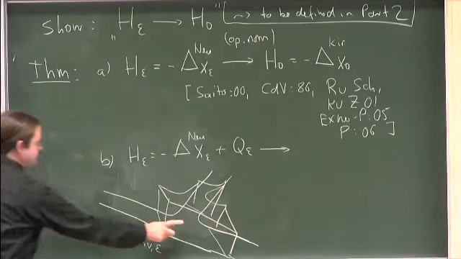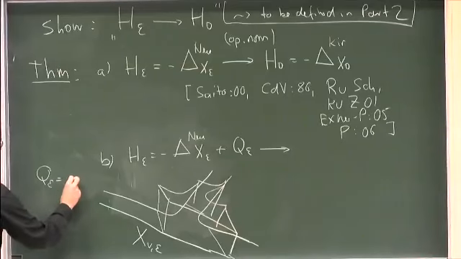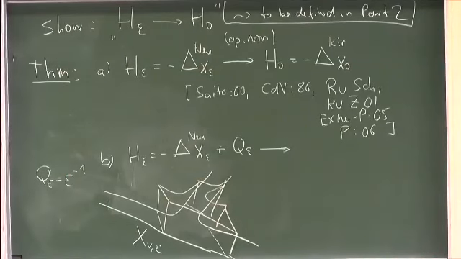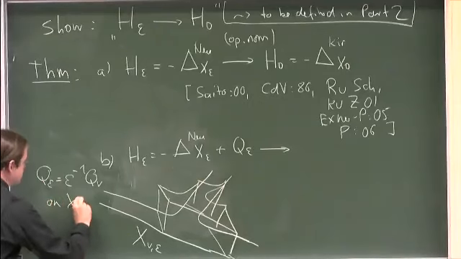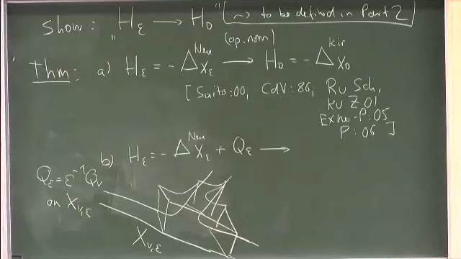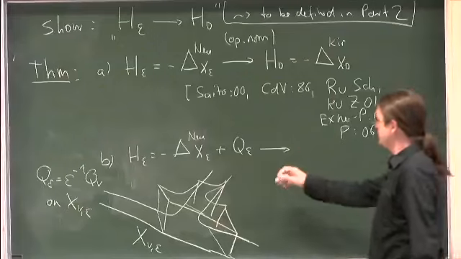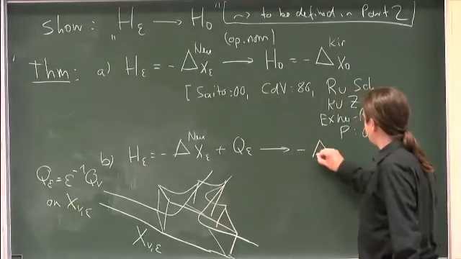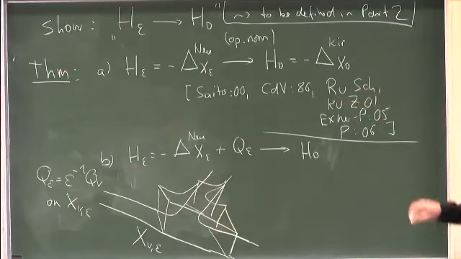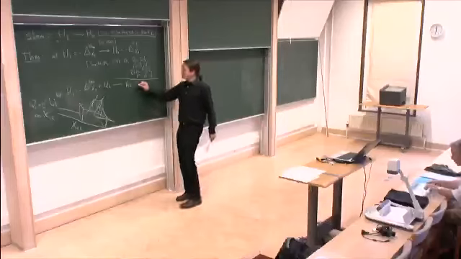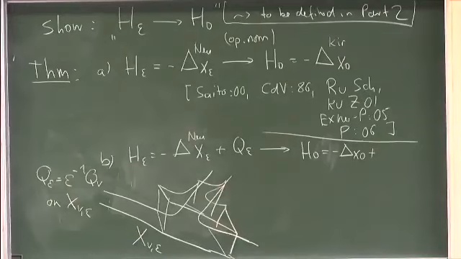So Q just lives here, and I assume that Q equals just the coupling constant 1 over epsilon times a fixed potential. The scaling is important here, because if you do it differently, you don't get the result. You get the following operator. We call H0 just the Laplacian on the graph with the delta conditions. Let me write it informally in this way.